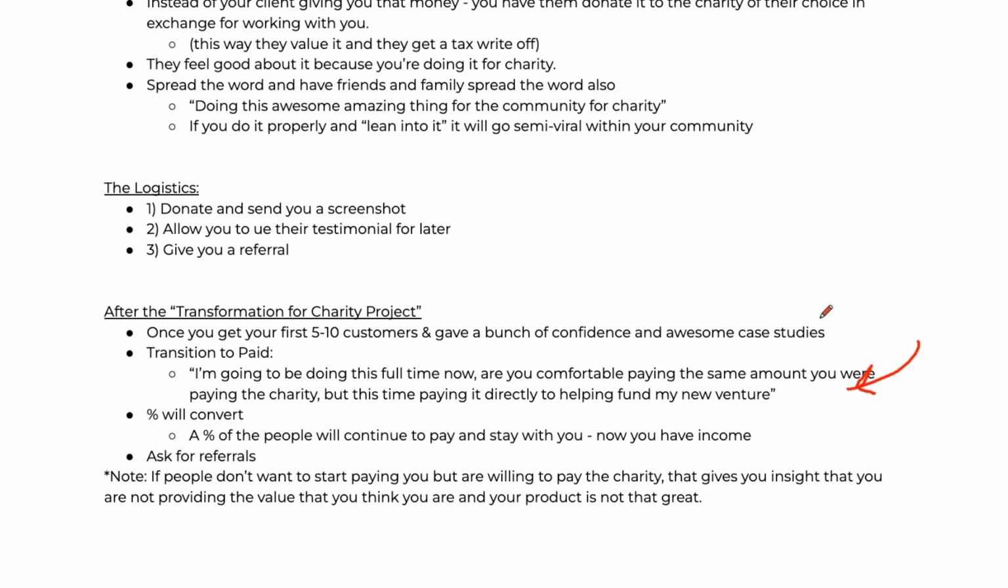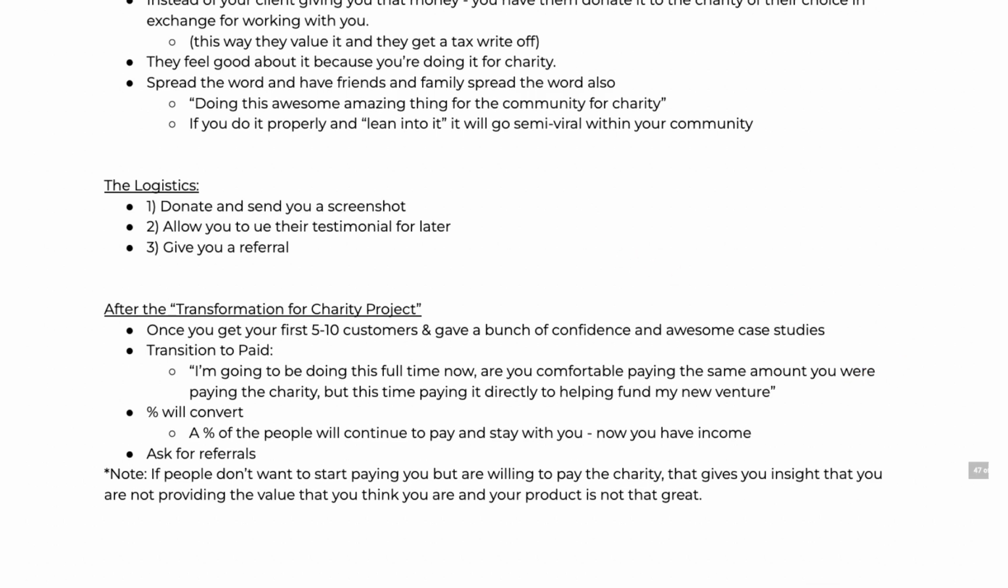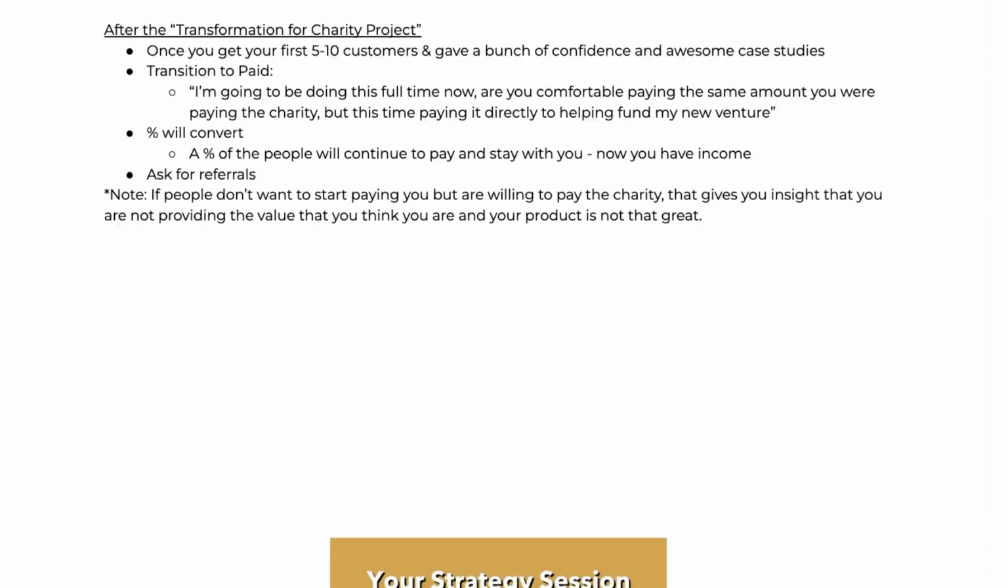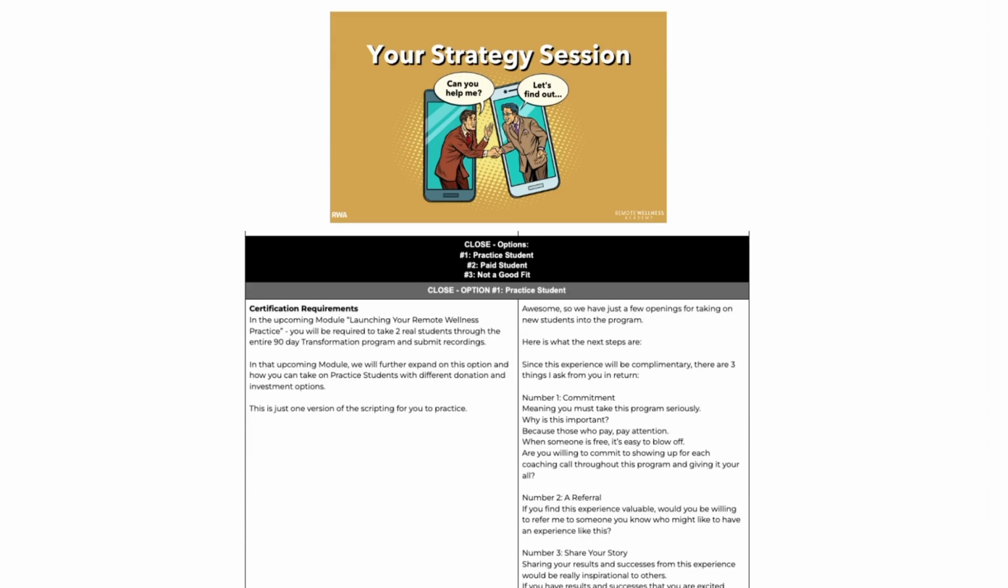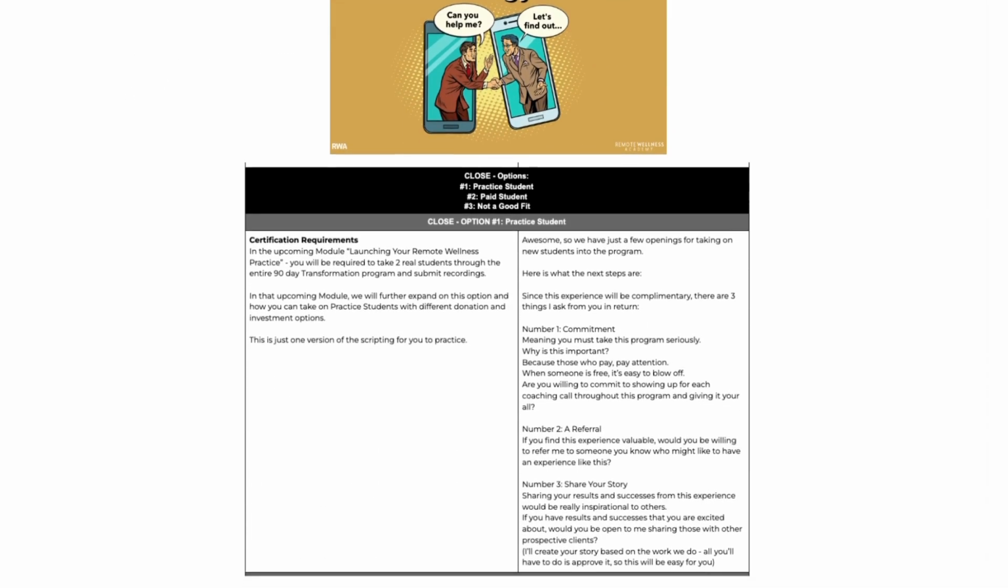So that is option number one for pricing for your version 1.0 remote wellness practice launch, which is the Transformation for Charity project. And you're actually going to see this reflected in the strategy session script. This is one of the options that you could have practiced when you were doing your strategy session practice call, if you have a practice student, if you're going to do it for the purposes of charity. All of that is something that you can put into the actual strategy session script.